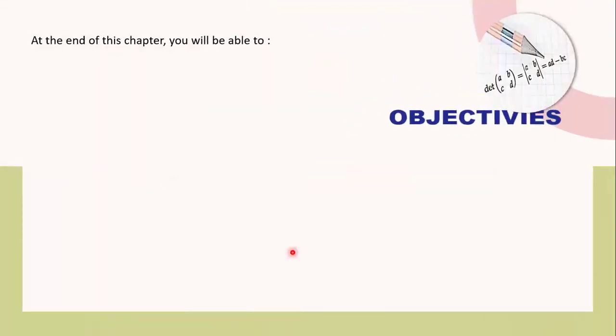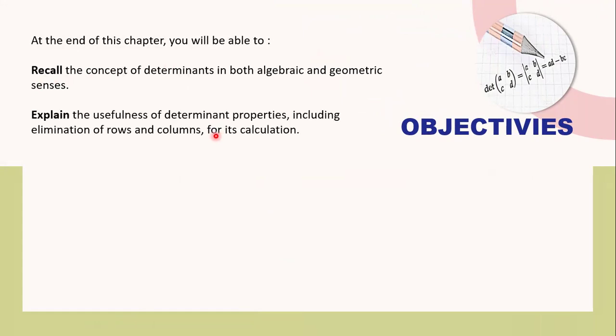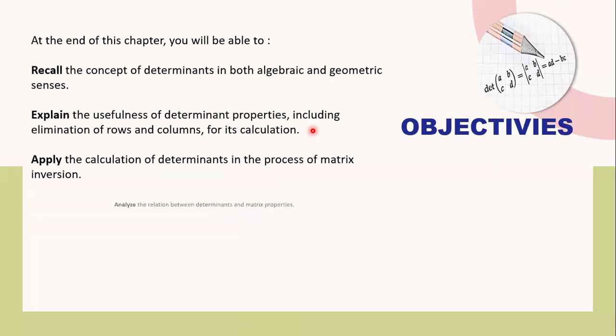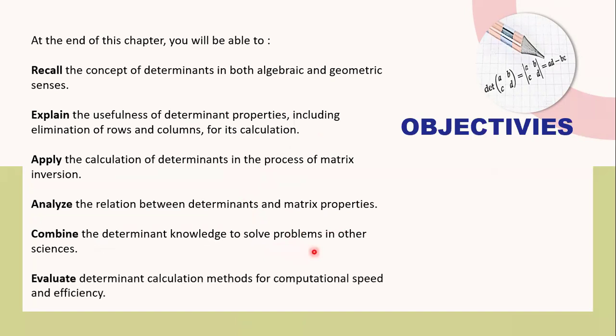At the end of this chapter, you will be able to recall the concept of determinants in both algebraic and geometric senses, explain the usefulness of determinant properties, including elimination of rows and columns for its calculation, apply the calculation of determinants in the process of matrix inversion, analyze the relation between determinants and matrix properties, combine the determinant knowledge to solve problems in other sciences, and finally evaluate determinants calculation methods for computational speed and efficiency.